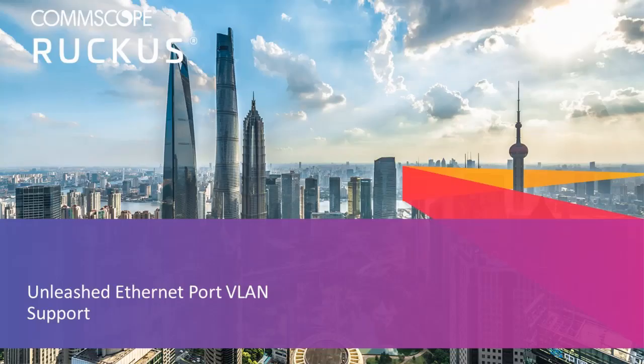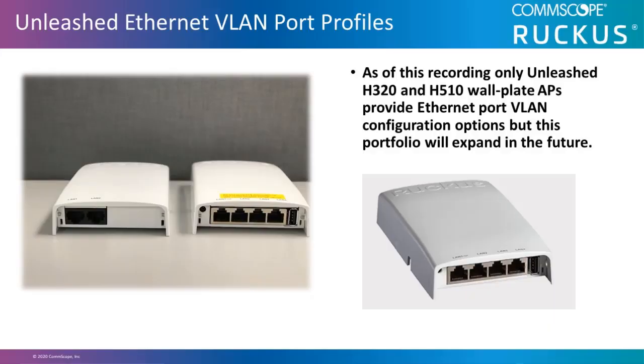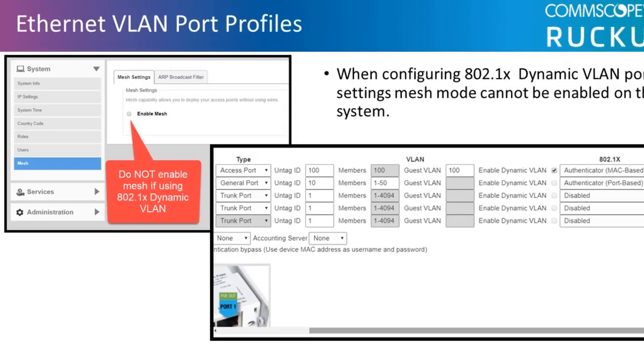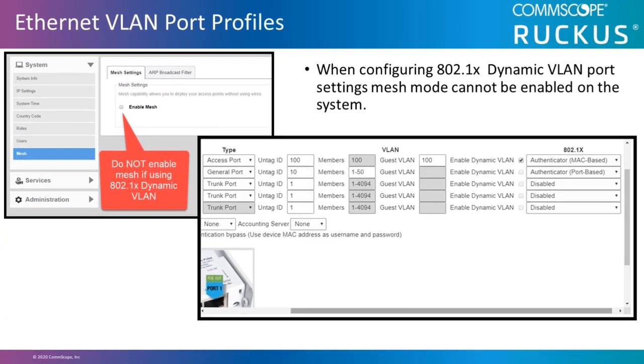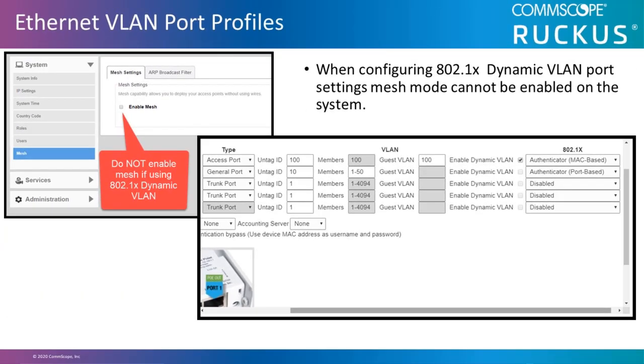In this video, I'll demonstrate how to configure VLAN support for Ethernet ports on specific APs using the Unleashed user interface. As a note, at the time of this recording, only the Unleashed H320 and H510 wall plate APs provide Ethernet port VLAN configuration options. Another note is that if you are configuring 802.1x dynamic VLAN port settings, the mesh mode cannot be enabled on the system, so this feature would be used in specific situations where mesh is not required.